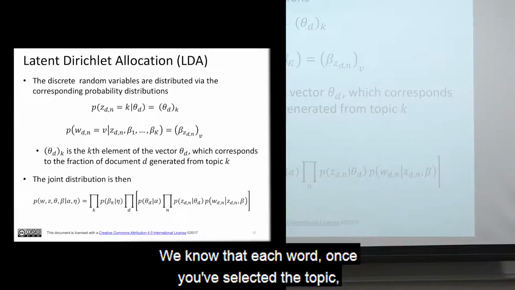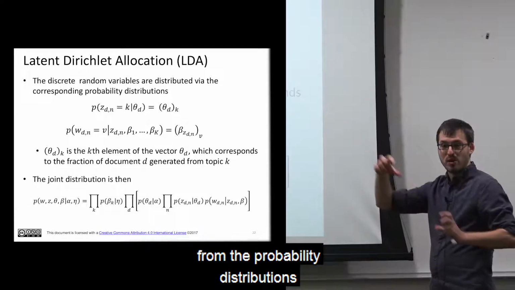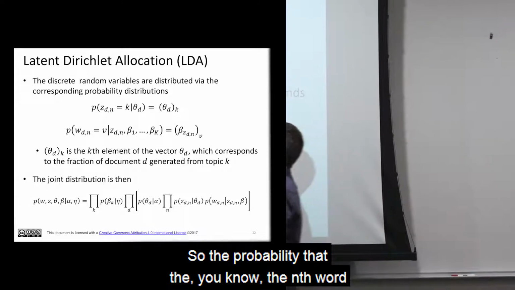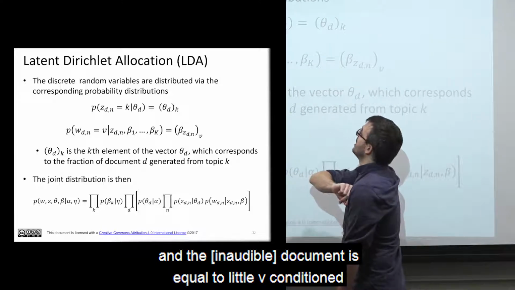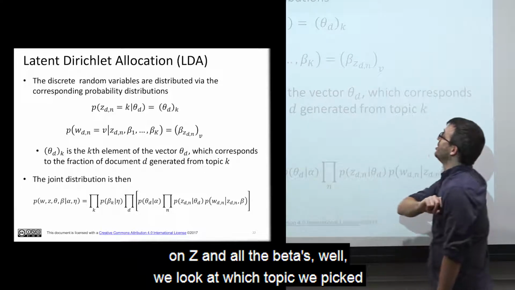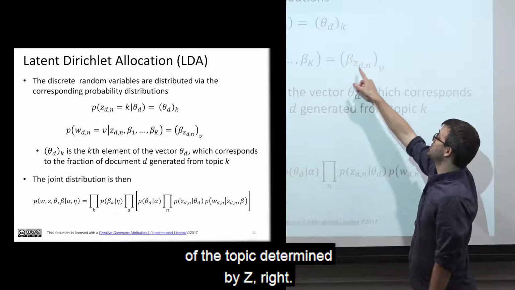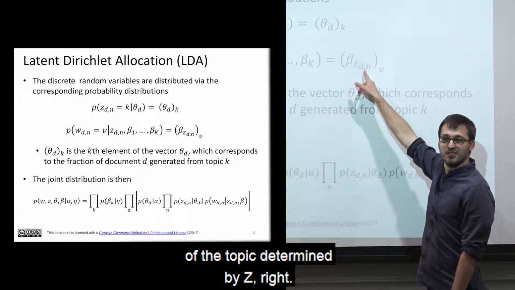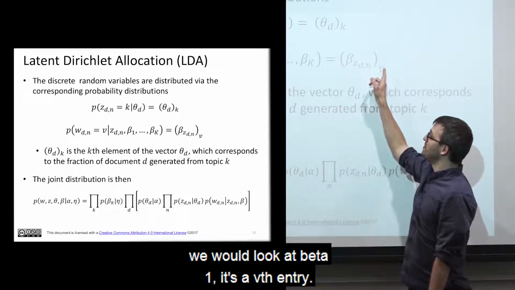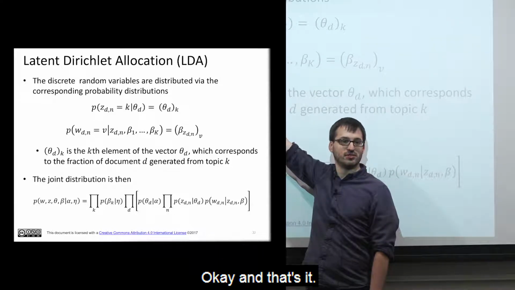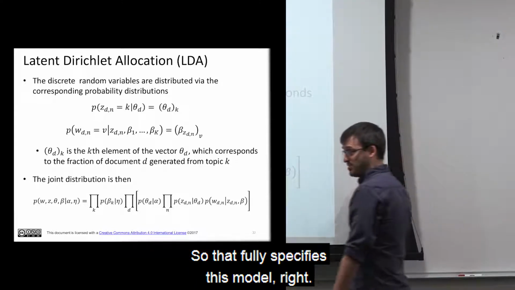Same thing for the words. We know that once you've selected the topic, the words are generated by sampling from the probability distribution over words for that topic. So the probability that the nth word in the dth document is equal to little v, conditioned on z and all the betas: we look at which topic we picked, and we look at that entry of the topic determined by z. So if we had selected the first topic, we would look at beta 1, its vth entry. That tells me the probability of selecting that word. And that's it. So that fully specifies this model.